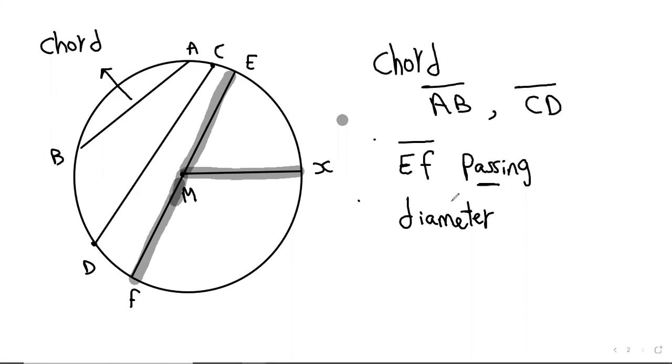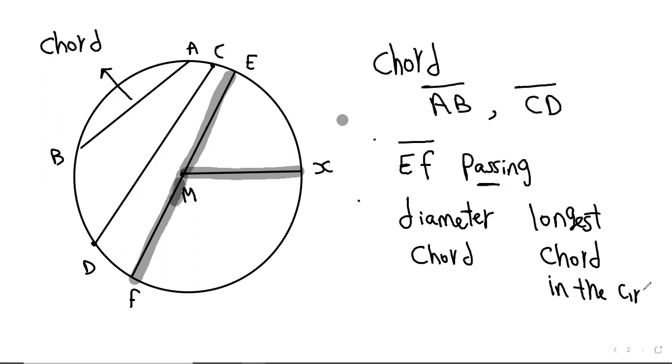So what is the diameter? The diameter is that chord, okay, that passes through the center of the circle. And the diameter is the longest chord in the circle, okay? So once again, what is the definition of the diameter? Simply, the diameter is that chord that passes through the center of the circle. And the diameter is the longest chord in the circle.